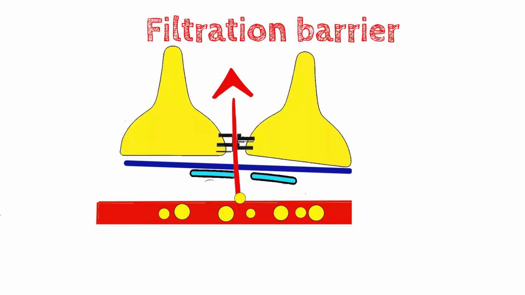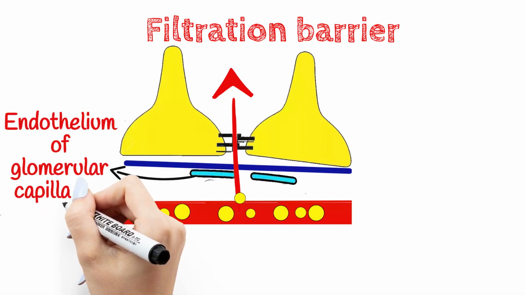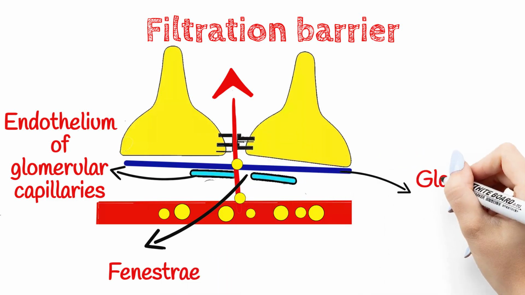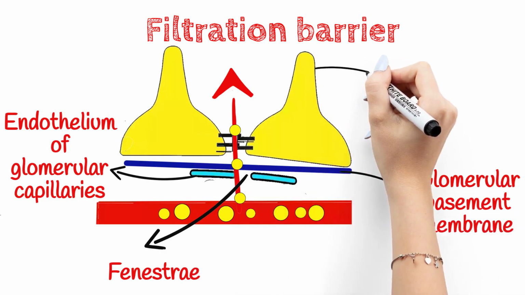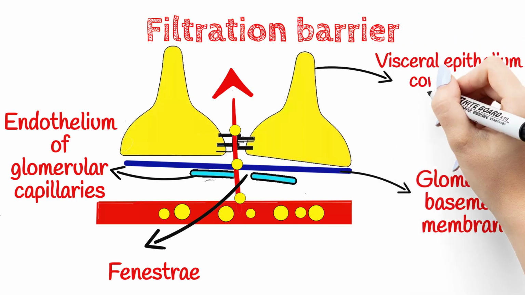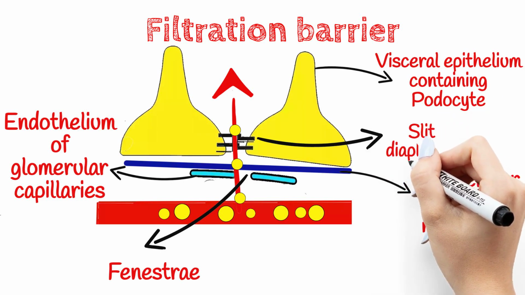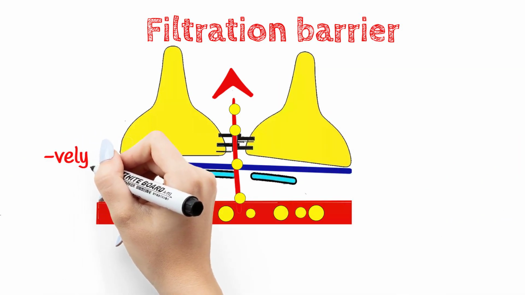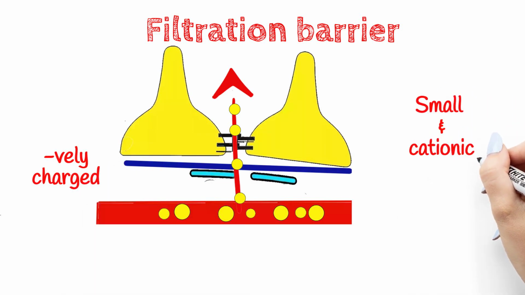It first passes through the endothelial layer of the glomerular capillary, which contains pores called fenestrae. Then it crosses through the glomerular basement membrane. Then it crosses through the visceral epithelium containing podocytes, which has slit diaphragms in them, and then directly into the nephron. This entire barrier is negatively charged. Only small and cationic molecules can pass through.